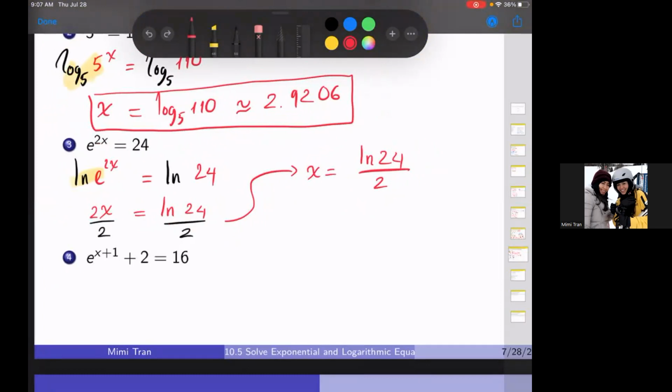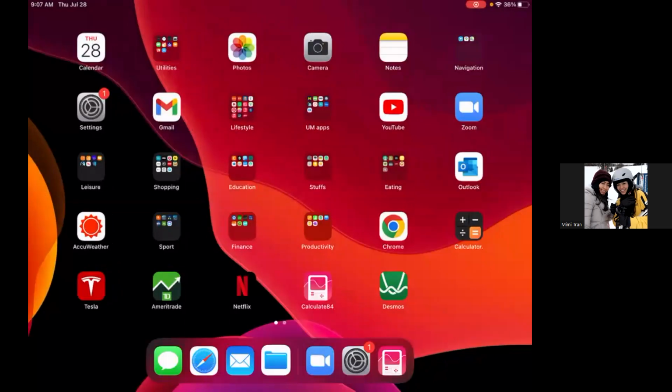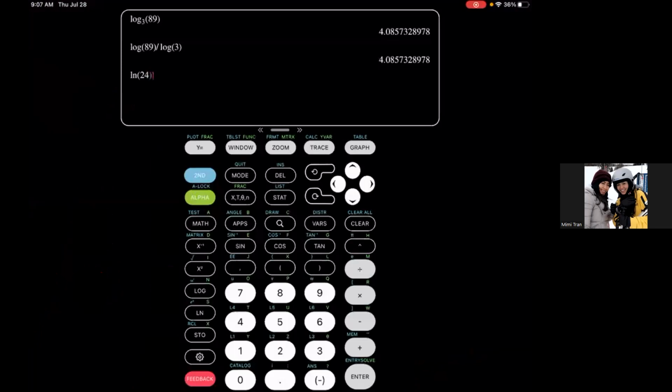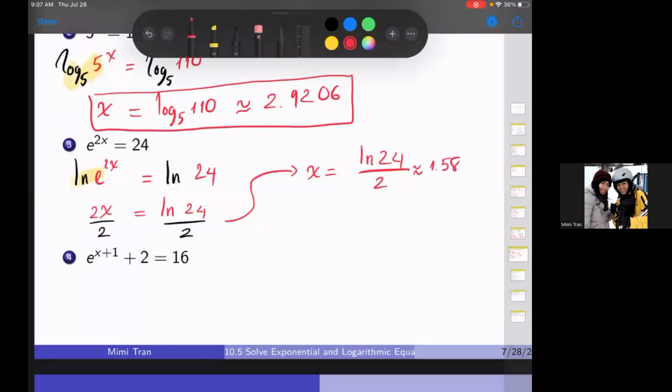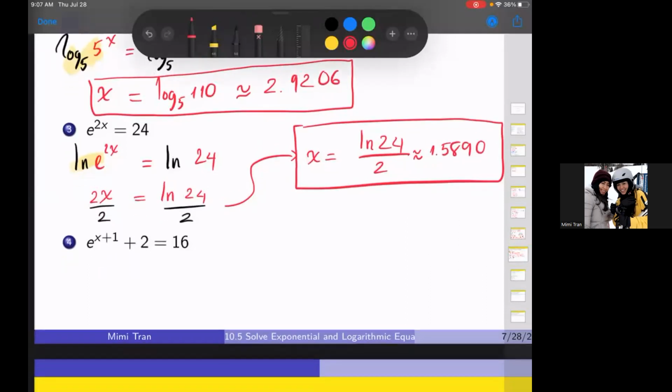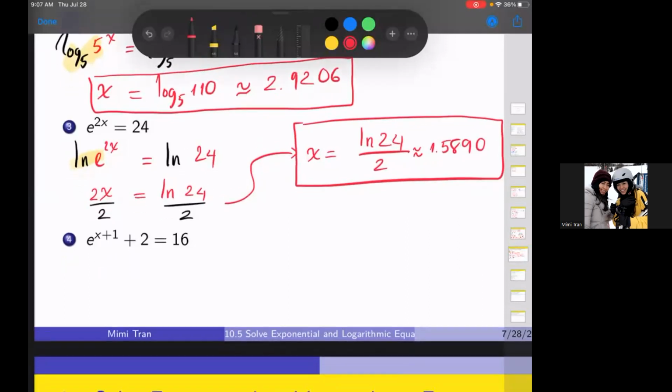If I ask you to round to 4 decimal places, you plug it in your calculator. So ln of 24, make sure you close out the parentheses there, and then divide it by 2. That gives 1.5890. Okay, so far so good? Why don't you try number 4 for me?